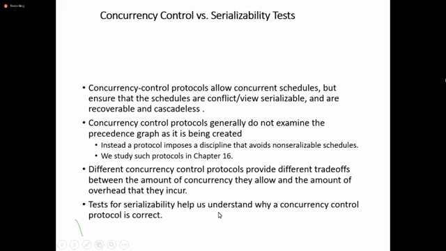Tests for serializability help us understand why the concurrency control protocol is correct. Okay, then we must need concurrency control. We don't know if you write many transactions in serializability, we may make a mistake. But if you have the concurrency control protocol, it manages those transactions.